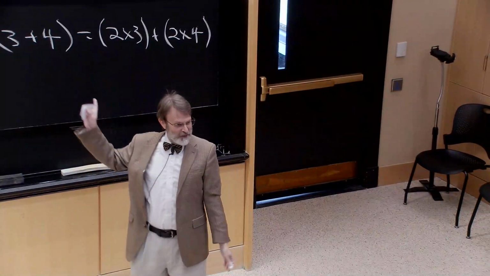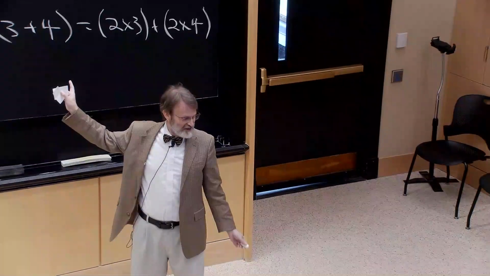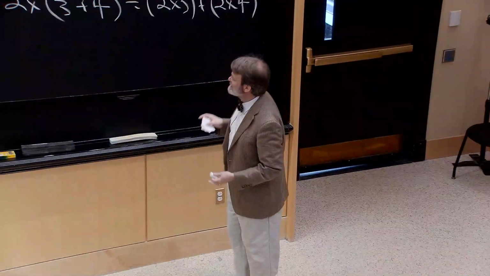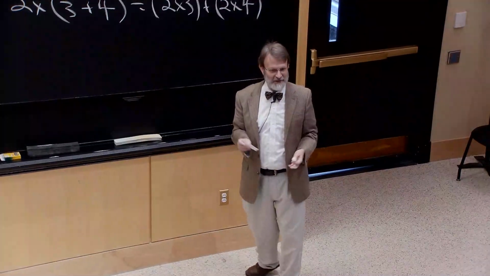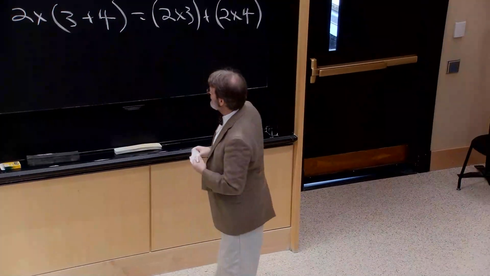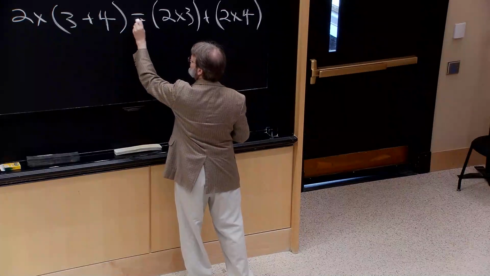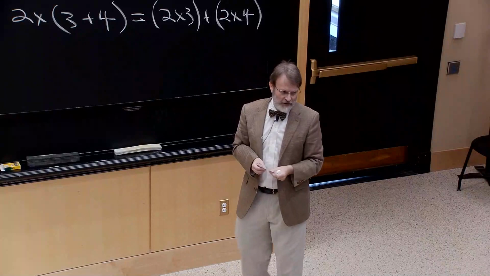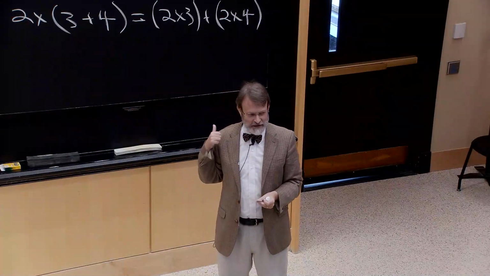Does anyone remember what property I've just illustrated here? The distributive property, right? Yes. So hopefully the internet got that; the MIT students recognize the distributive property. So this is good, right? Now I would argue this is really important.